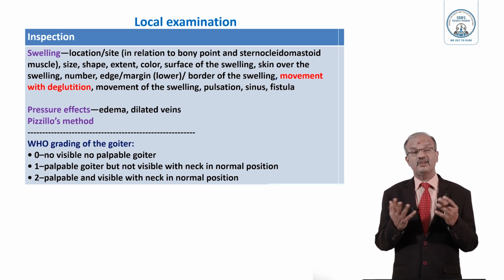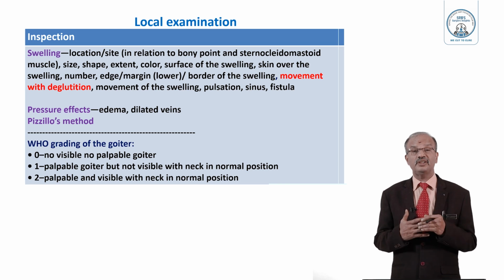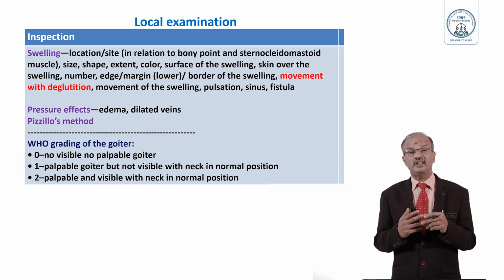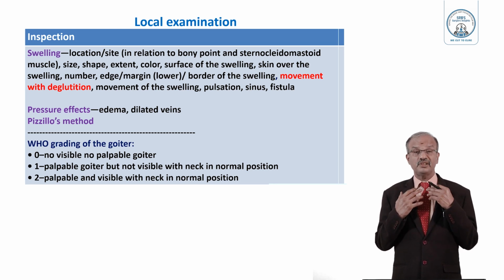Why dilated veins in toxic thyroid? Toxicity increases the circulation, vascularity. Malignancy also can have increased vascularity, or venous blockage can cause the dilated veins, or if there is a retrosternal extension.